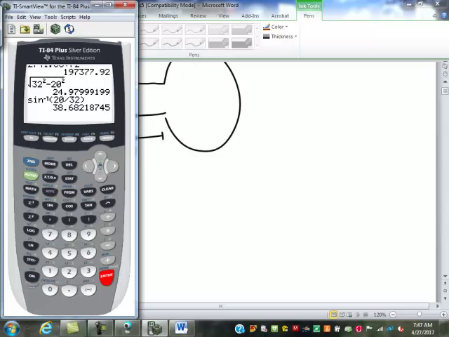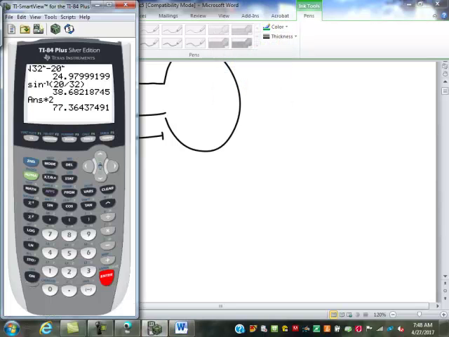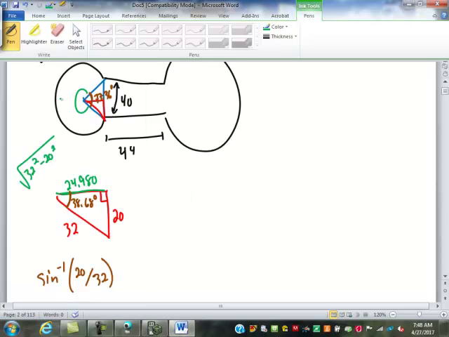So we're going to double that because what we really want, 77.36, is this angle here. And really what we want is this angle here. So we're going to subtract that from 360. 282.64 degrees.